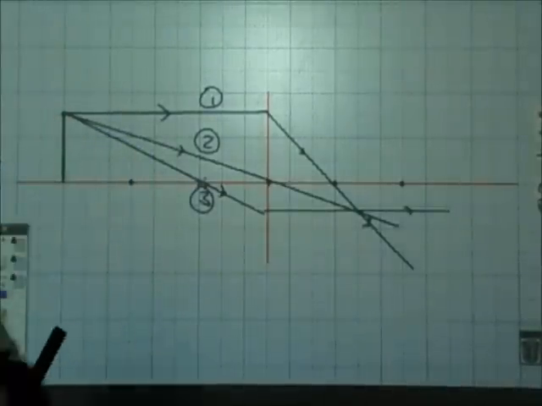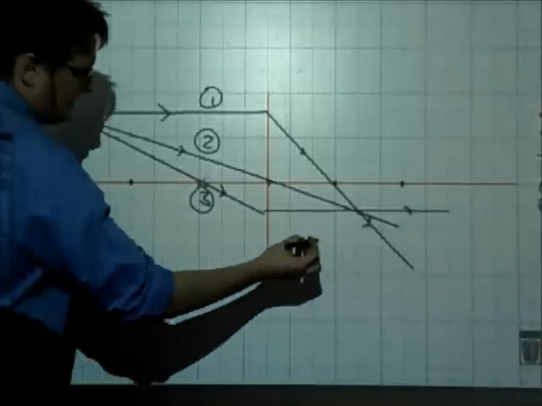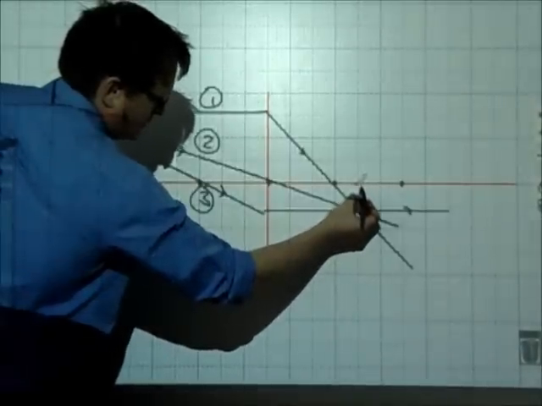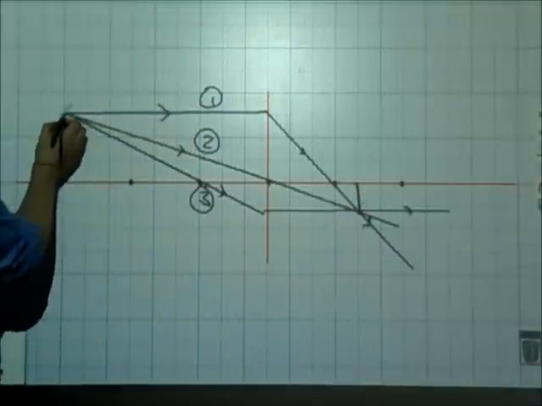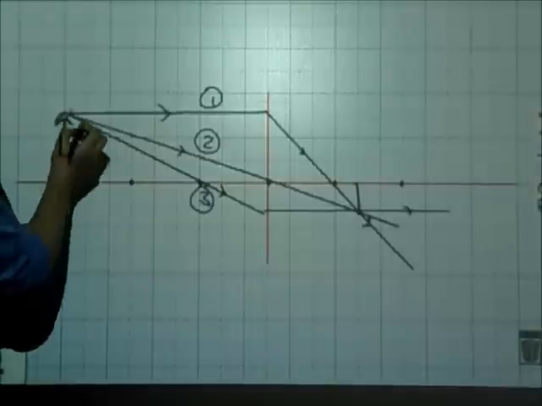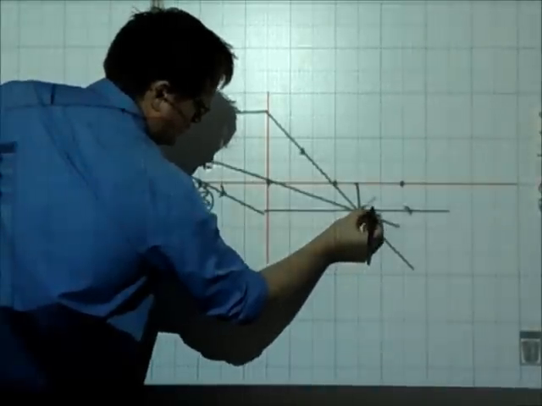Now, what about the image? What you'll notice is the image will be produced here. So my image is actually here. If this is my object pointing upwards, my image is pointing downwards. Okay?